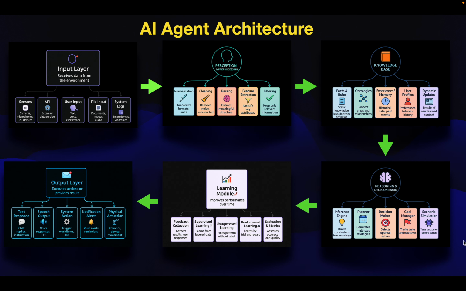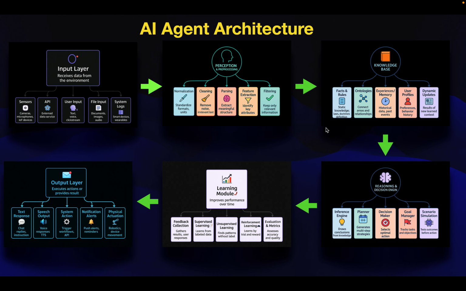But in between them, we are just adding one more layer that we call the learning module. The learning module gathers feedback: it learns from labeled data, which is supervised learning; detects patterns, which is unsupervised learning; learns by trial and error, which is reinforcement learning; and finally uses evaluation and metrics. So this is basically a looping system.